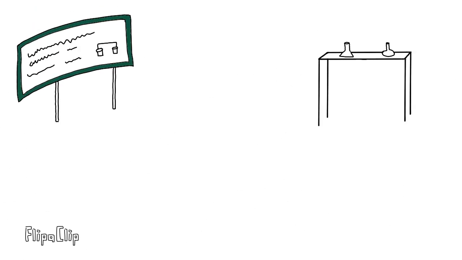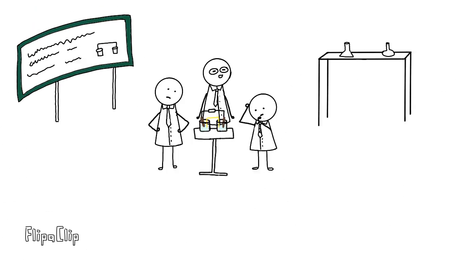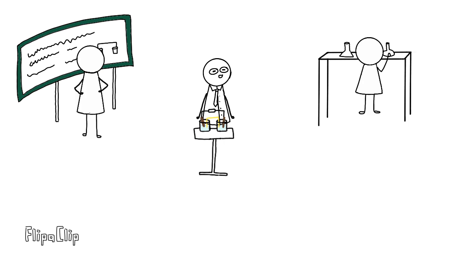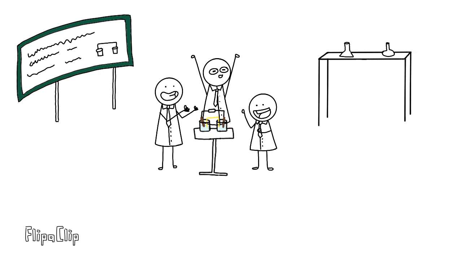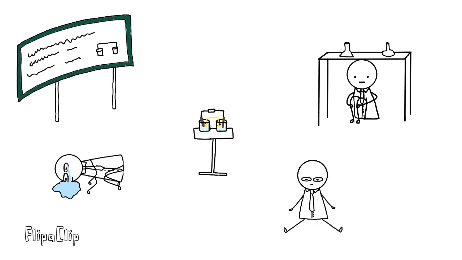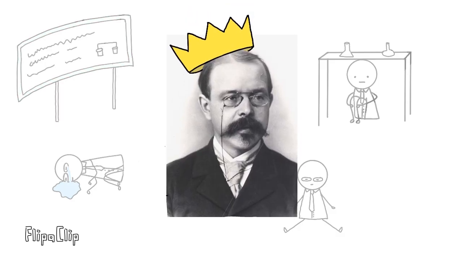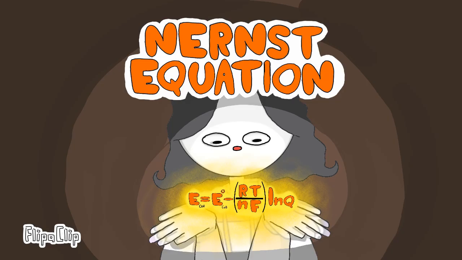Once upon a time, there were scientists who were proud of themselves for their inventions and discoveries of the galvanic cell and how they were able to calculate the potential cell in the standard conditions, until one of them asked a question: How can we calculate the potential cell if it was not in the standard condition? Until there was a hero who was able to solve the big problem, and it's now known by his name, the Nernst equation.